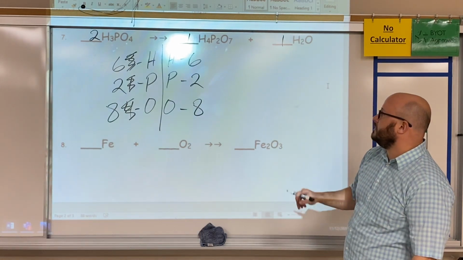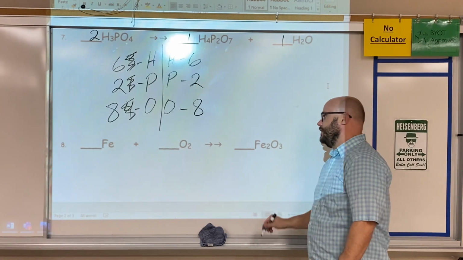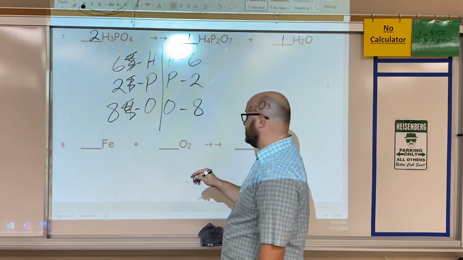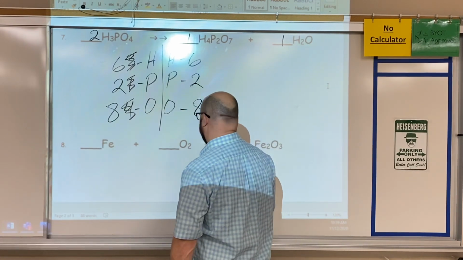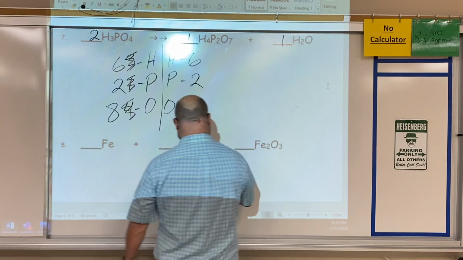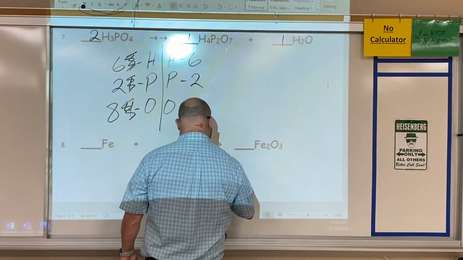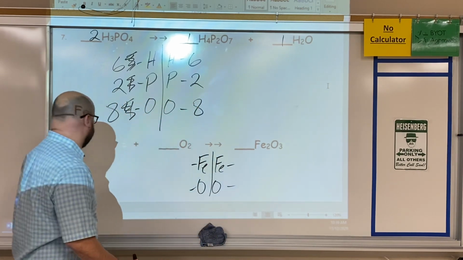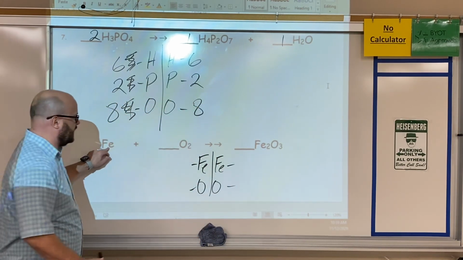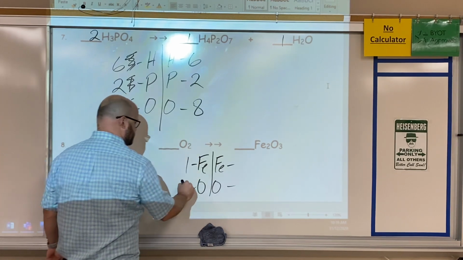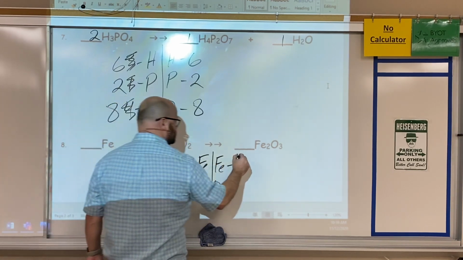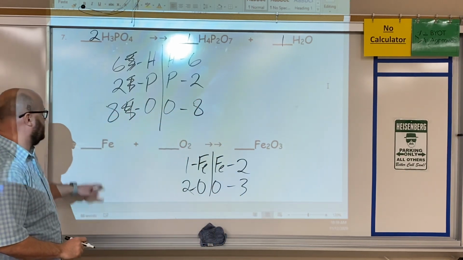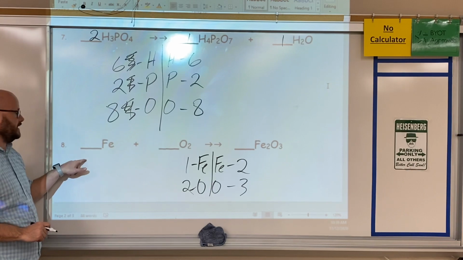Okay, take a look at iron. Iron plus oxygen gives us rust or ferric oxide. Only two elements, but you still have to do a little thinking on this one. Iron, this is 1, oxygen is 2. Iron is 2, oxygen is 3. Iron over here is your wild card, so save him for last.